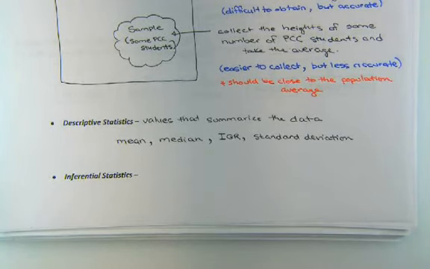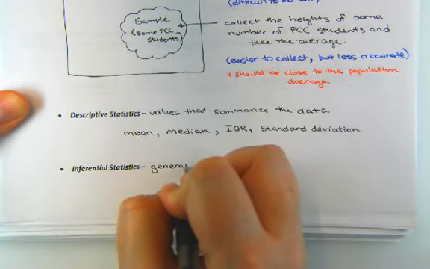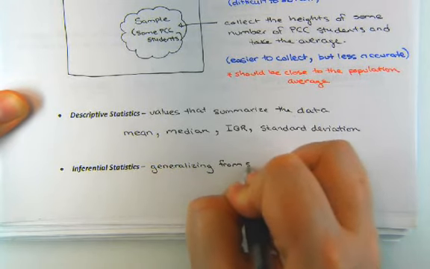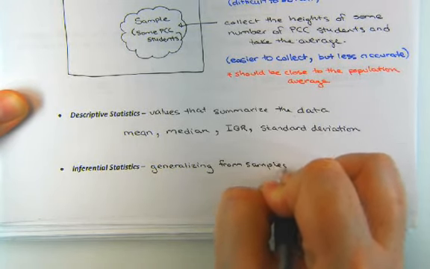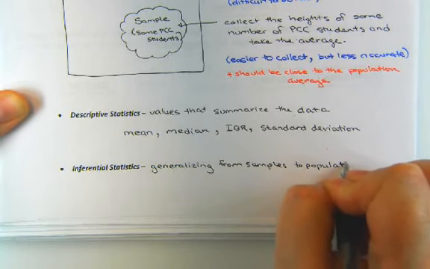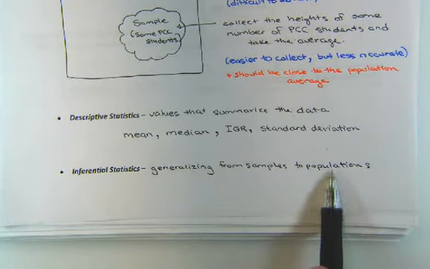What we eventually want to get to is inferential statistics. This is about generalizing from samples to populations. So this is extremely valuable in the real world because it kind of lets us be lazy a little bit.